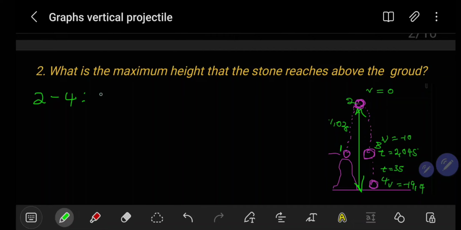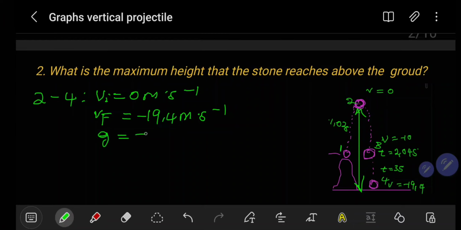If we look at the ball at point 2 to point 4, we can get the maximum height there, because we know that the initial velocity will be at point 2. We know that the velocity of the ball there was 0 meters per second. Then the final velocity, which is at point 4, we know that it's negative 19.4 meters per second. Then our gravitational acceleration, remember, it's negative 9.8 meters per second squared. And then we have the time from point 2 to point 4.